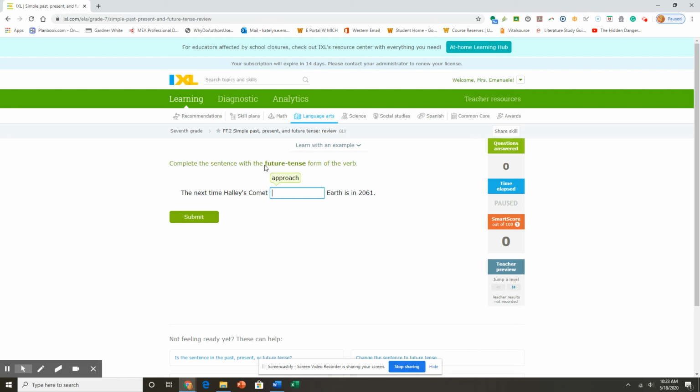So, we're working on the future tense of the verb approach. The next time Halley's comet, because it's future, we need to add will approach, and spelling does count, so you need to make sure that you're aware of that. Halley's comet will approach Earth. The next time it will approach Earth is in 2060.